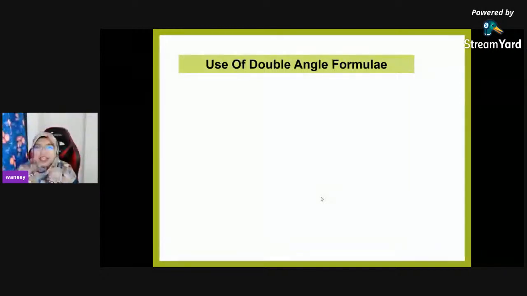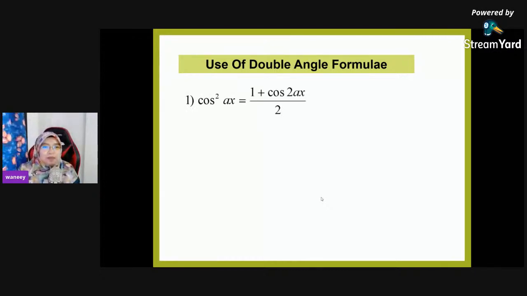So kadang-kadang kita nampak dia macam payahnya. Tapi sebenarnya kalau kita guna double angle formula, it will be very simple actually. So for example, if let's say you have to integrate cos square ax. So bila nampak cos square tu mungkin macam nak pakai fx kuasa n tu tak boleh kan, tak ada derivative kan. So nanti macam tak tahu nak guna apa. So actually we can modify cos square to become 1 plus cos 2ax over 2.